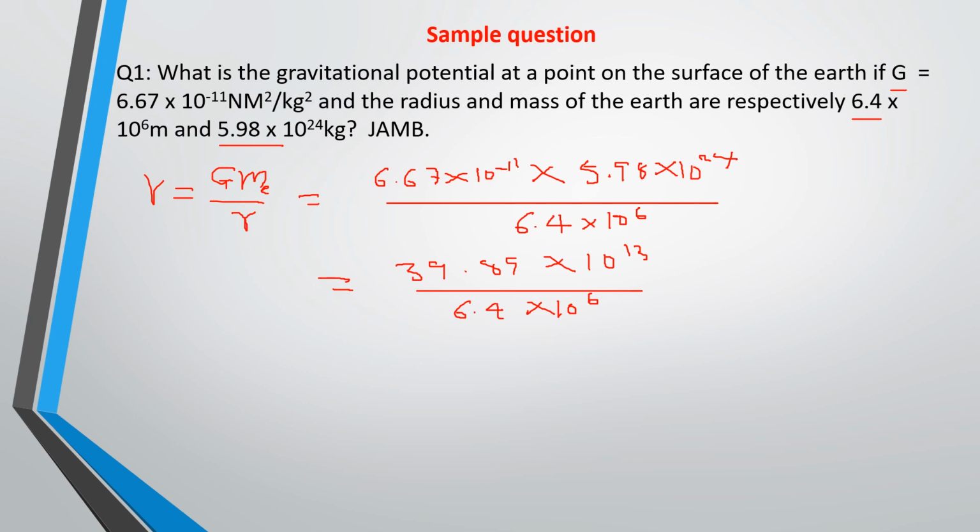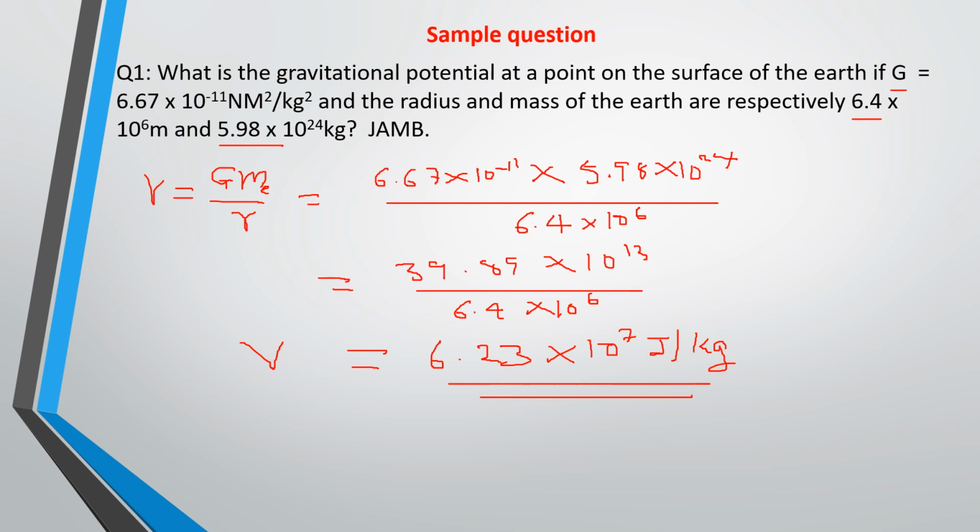By the time you work that out with your calculator, the gravitational potential is equal to what? Use your calculator to point that out. You have 6.23 times 10 raised to power 7 joule per kg. So this is the gravitational potential for this particular question. This is a JAMB question and the question will not come differently. This is how they will always come. So there's not too much problem about this.